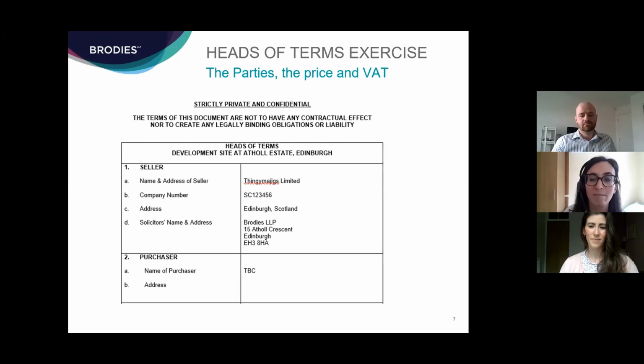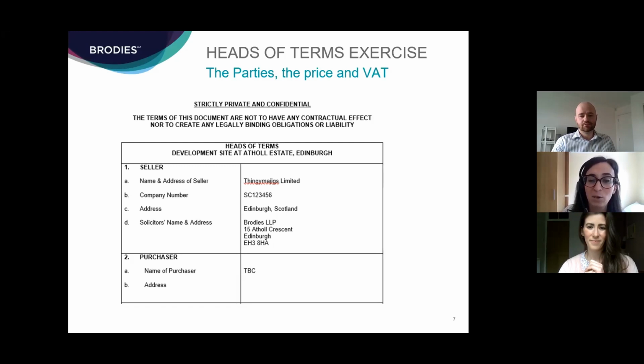We're then going to have a look at how we transfer the information from the heads of terms into the sale contract, just to give you a bit of a better idea as to how that process works. Hopefully, for those of you who attended our autumn session, some of these clauses will be familiar and hopefully slightly easier following that session. So looking at our first slide, this has the purchasers and the seller's details on it.